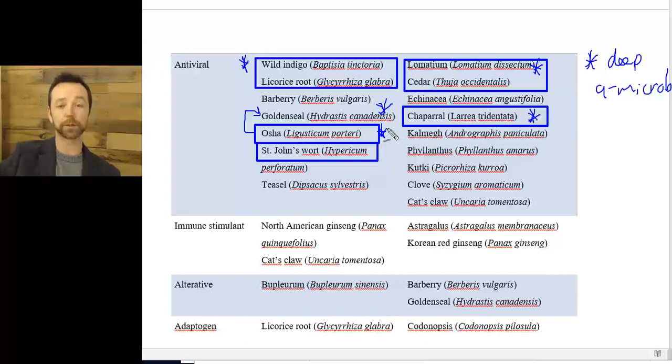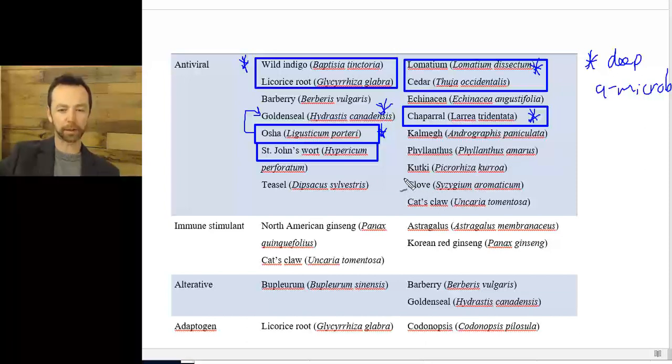Osha's particular keynote is usually deep lung infections. And when I say deep lung infections, I mean pneumonia, chronic bronchitis, pretty much anything that goes beyond your common upper respiratory tract infection. And I haven't starred clove here.